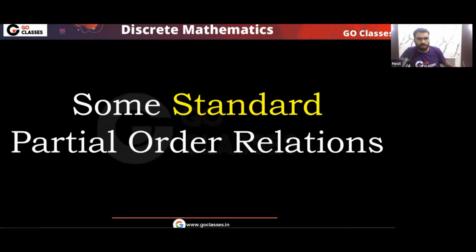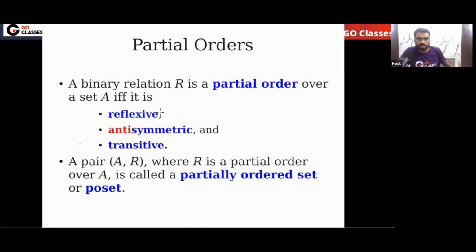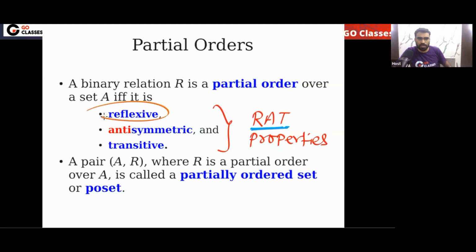Now let's see some standard partial order relations. One more thing I want to tell you: these three properties are called RAT properties. R is reflexive, A is antisymmetric, and T is transitive. So in short, we call them RAT properties. A relation is a partial order relation if these three properties are satisfied by the relation.